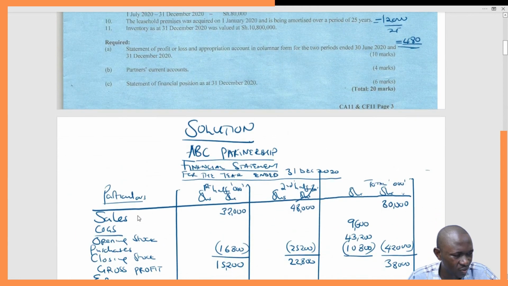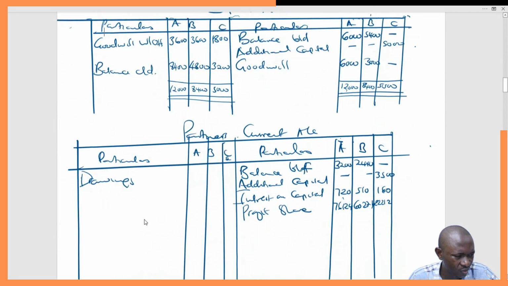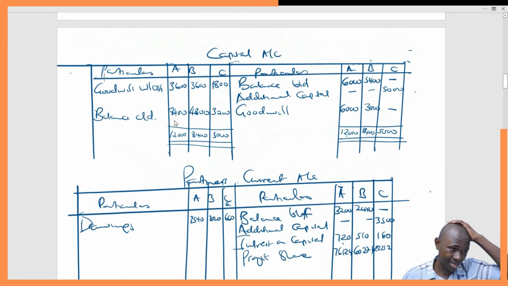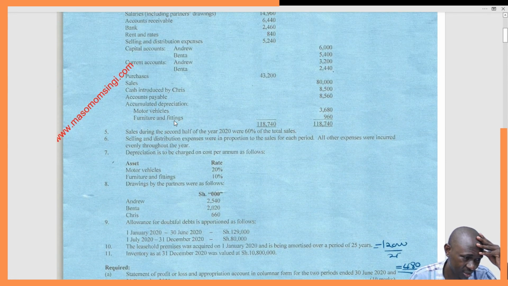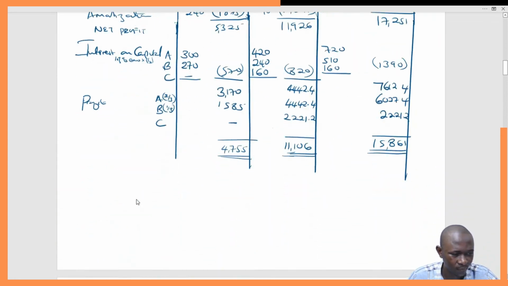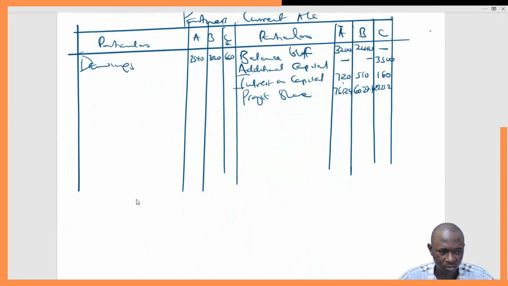Drawings 25, 40, 2020, and 660. Do you have anything else remaining? I doubt if there's anything else remaining. Check. Yeah, there's nothing remaining. So, since there's nothing remaining, we close the books. That's how we close the books.